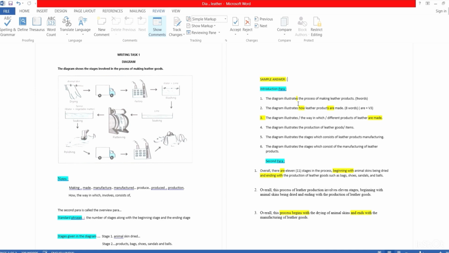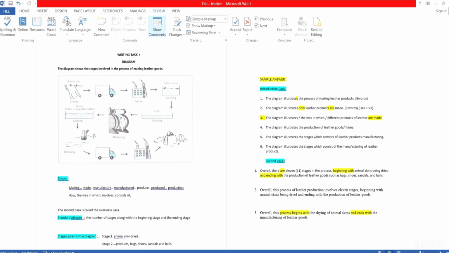Now the following part, the process of. Always use these 3 words for sure, which are shown in the question also. The process of. So it is the same, the process of. Now, making leather goods. If you're not understanding any other thing and your time is running out, then you can just write this, which is 9 words. And your introduction paragraph is completed very clearly.